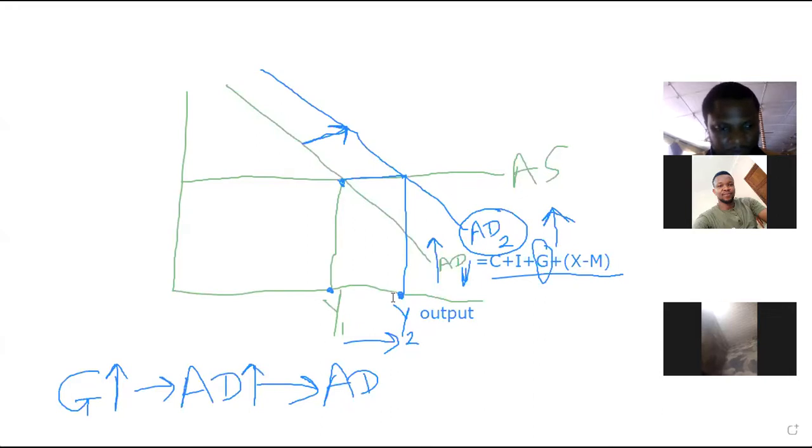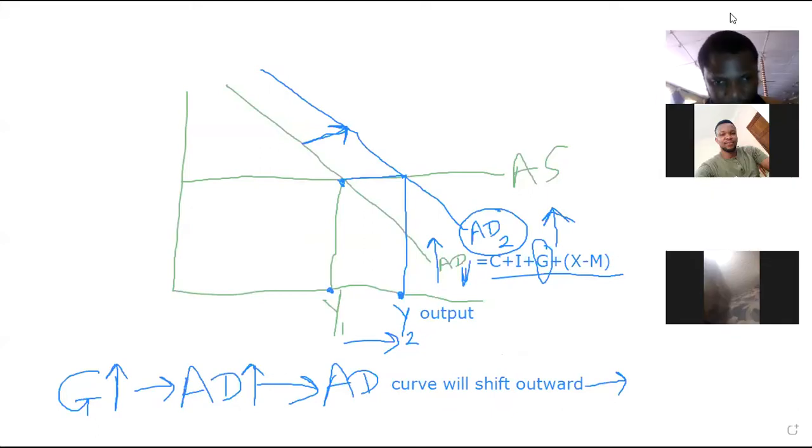And when aggregate demand increases, your AD curve will shift outward. When the AD curve shifts outward, what will happen? Output will increase. Look at it. This is the Keynesian model.